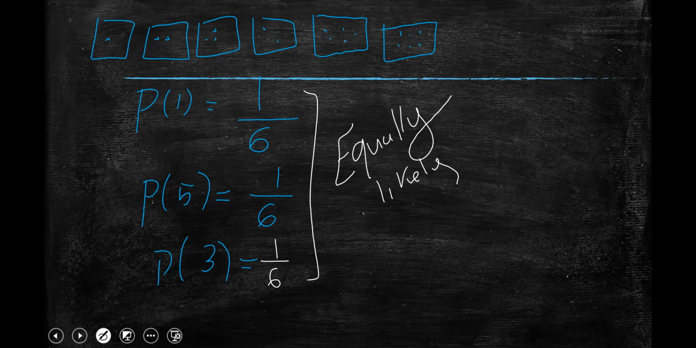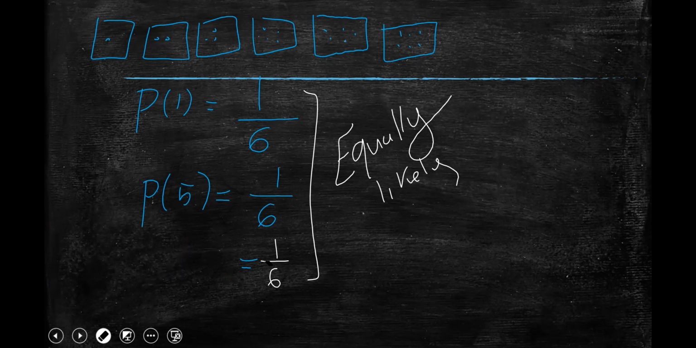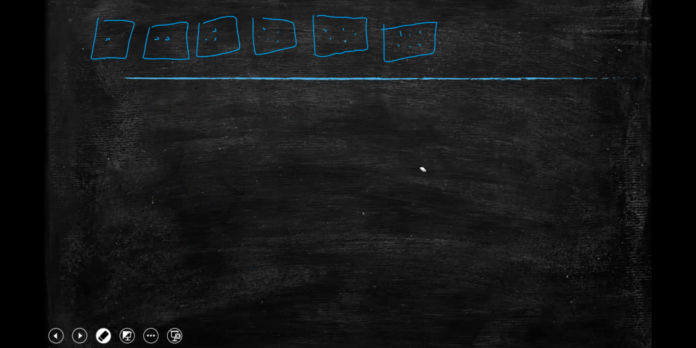Now, it is not repeated, right? They all happen at once. I have only 1 number here. I have only 1 5. I don't have 2 5s, so I will say it is equally likely. If all the events have the same probability, I will say they are equally likely.